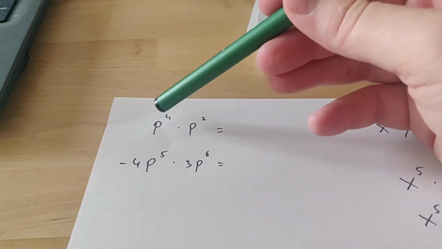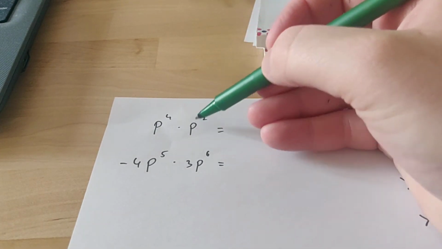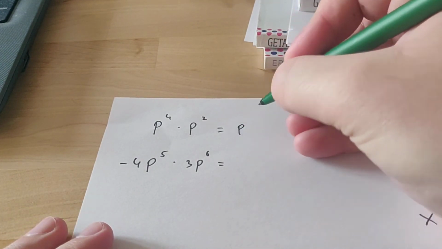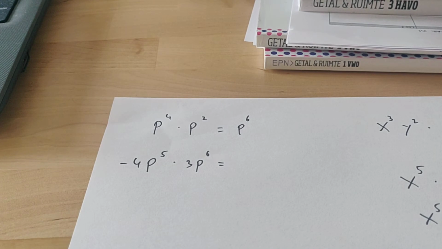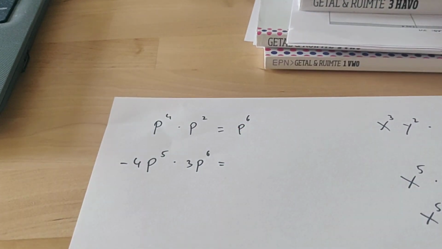In the previous video I learned how to do this. Now this can also be a different letter. In the previous video I used x, but now I'm going to use p. You have p to the power of 4 times p to the power of 2. Now, if you watched the previous video, you should now know that this should be p to the power of 6. Now sometimes we also see other numbers here and sometimes also with a minus.